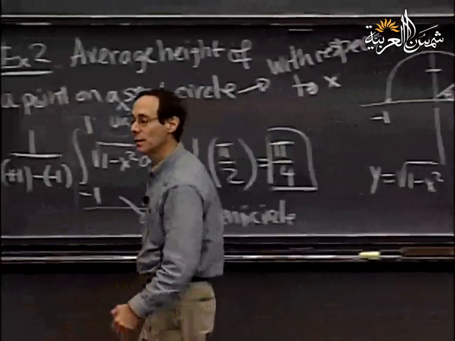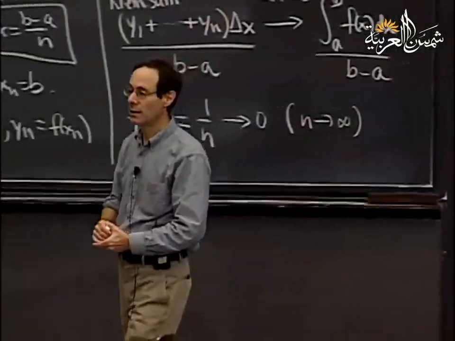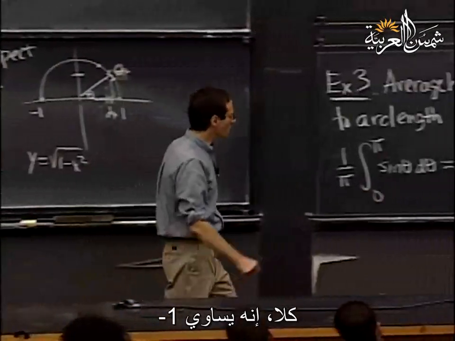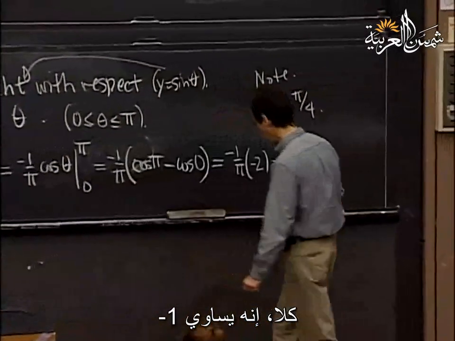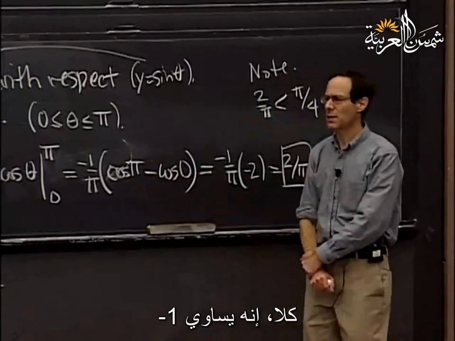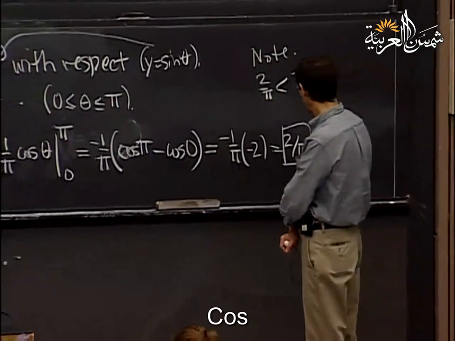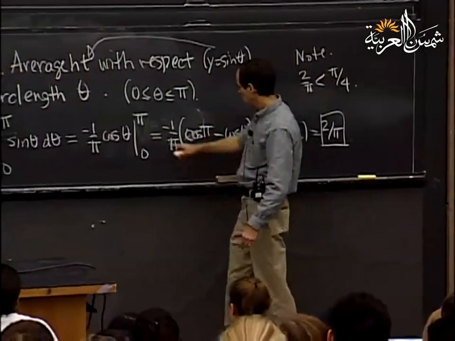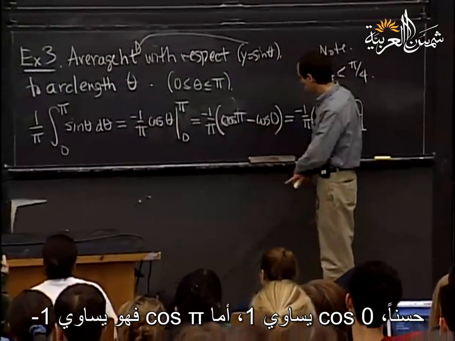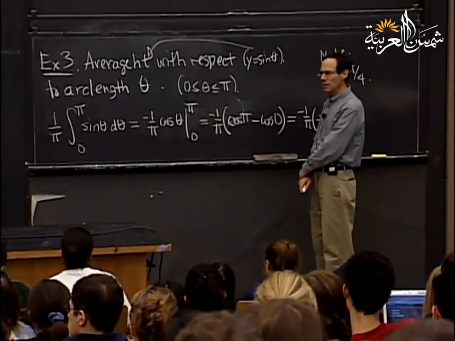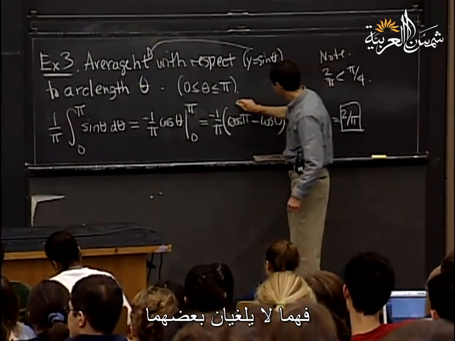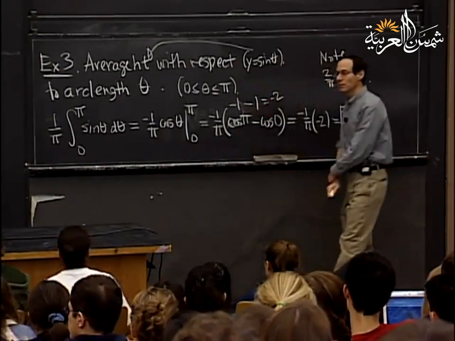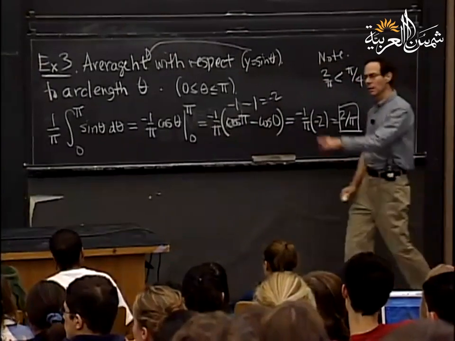Another question. Cosine of pi, shouldn't it be 0? No, cosine of, it's -1. Cosine of pi is -1. Cosine of, sorry. Yeah, no, cosine of 0 is 1. Cosine of pi is -1. And so they cancel. That is, they don't cancel. It's -1 minus 1, which is -2. Key point. All right?